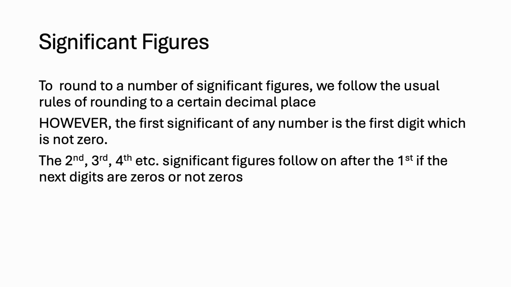The second, third, fourth, and so on and so forth, significant figures follow on after the first, whether the next digits are zeros or not zeros. So again, if we have 0.004602, as we said, the 4 is going to be the first, the 6 is going to be the second significant figure, the 0 will be the third, and then the 2 would be the fourth significant figure.